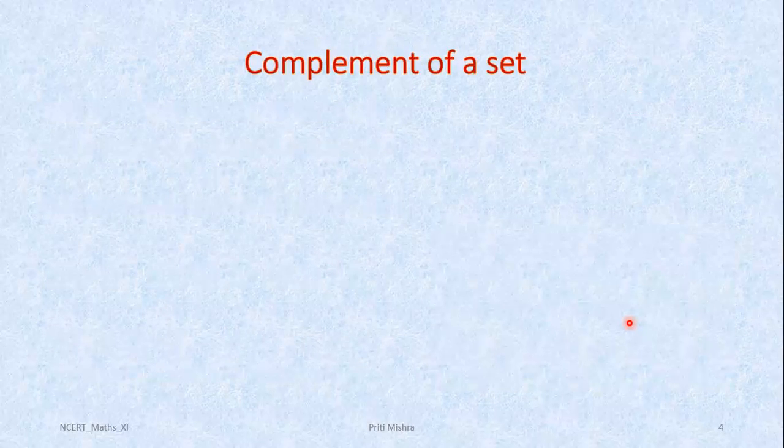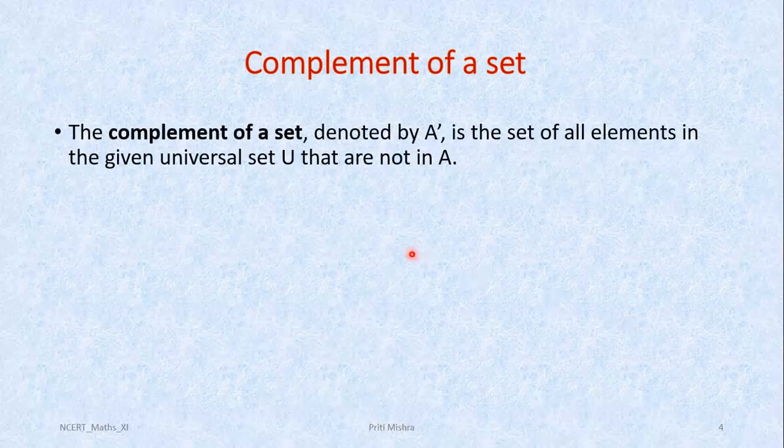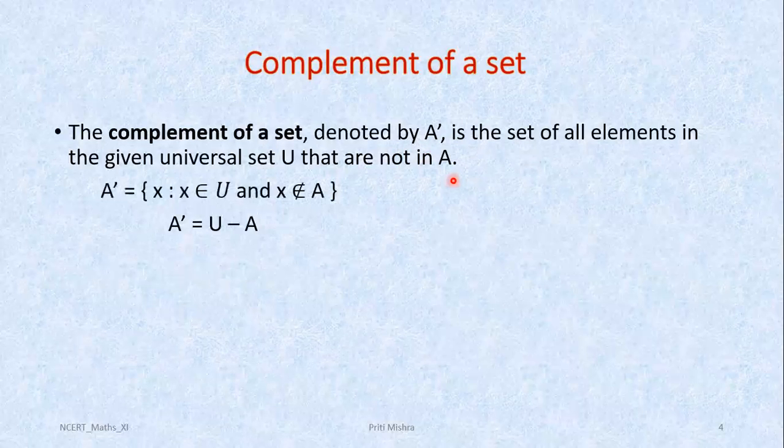Now another topic is complement of a set. The complement of a set, denoted by A complement, is the set of all elements in the given universal set U that are not in A. Means all the elements that are part of universal set U but not a part of set A will come in the set A complement. In set builder form, we can write A dash equals {x such that x belongs to U and x does not belong to A}. A complement equals U minus A, means we will delete all the elements of set A from the universal set. Then we will be able to find A complement.